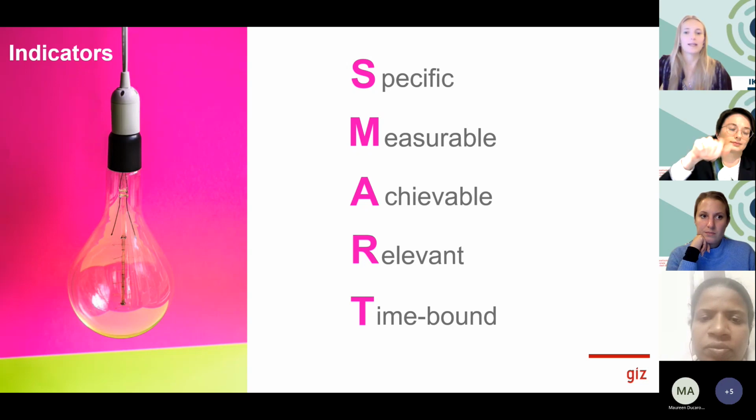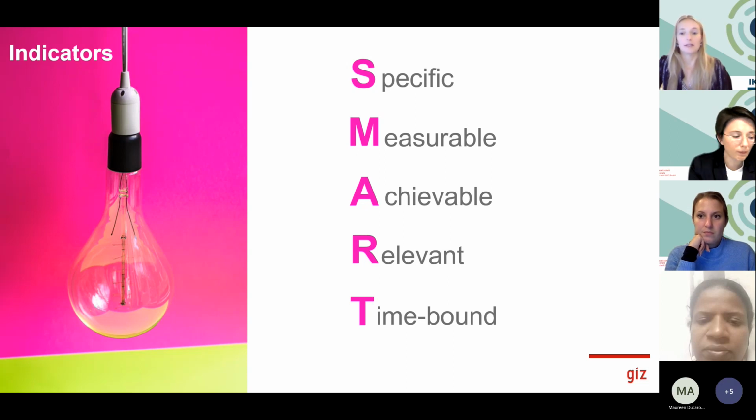So as most of you already know from your application, we are always emphasizing that indicators should be SMART. So what does SMART stand for? You see it also on the slide. It stands for specific, measurable, achievable, relevant, and time-bound. And I just would like to go through those dimensions a little bit more.